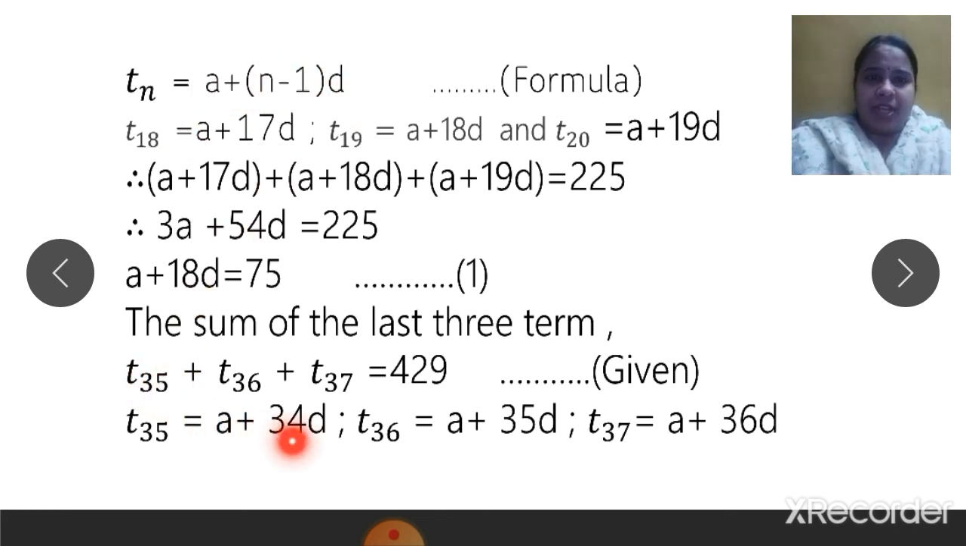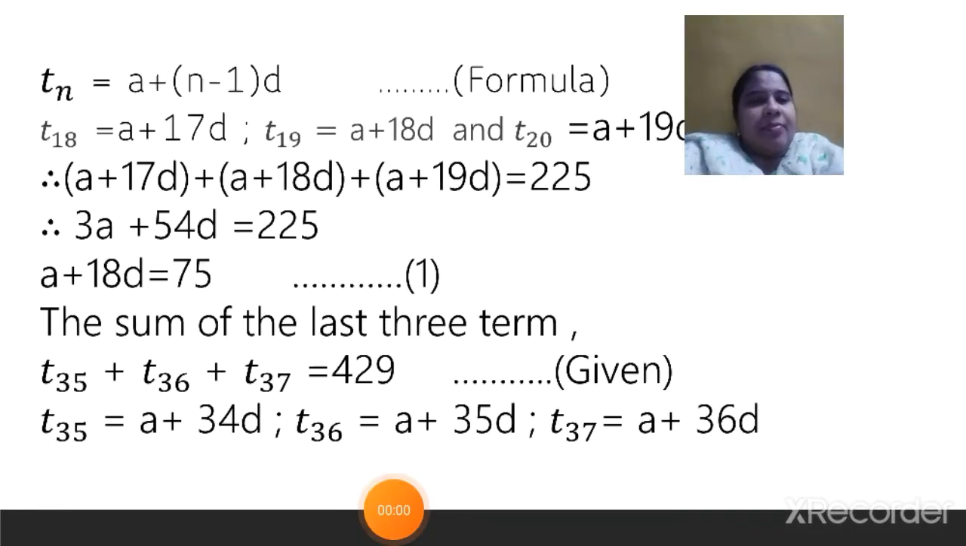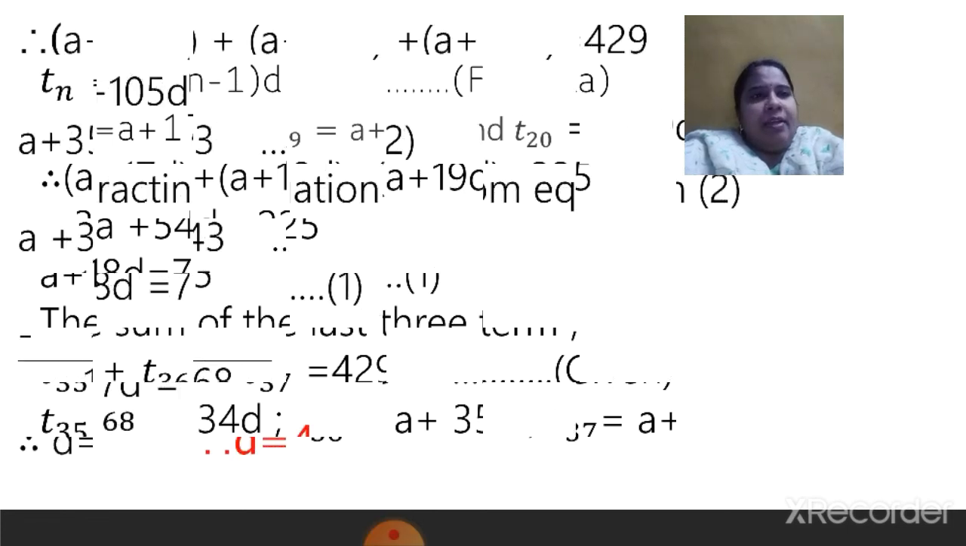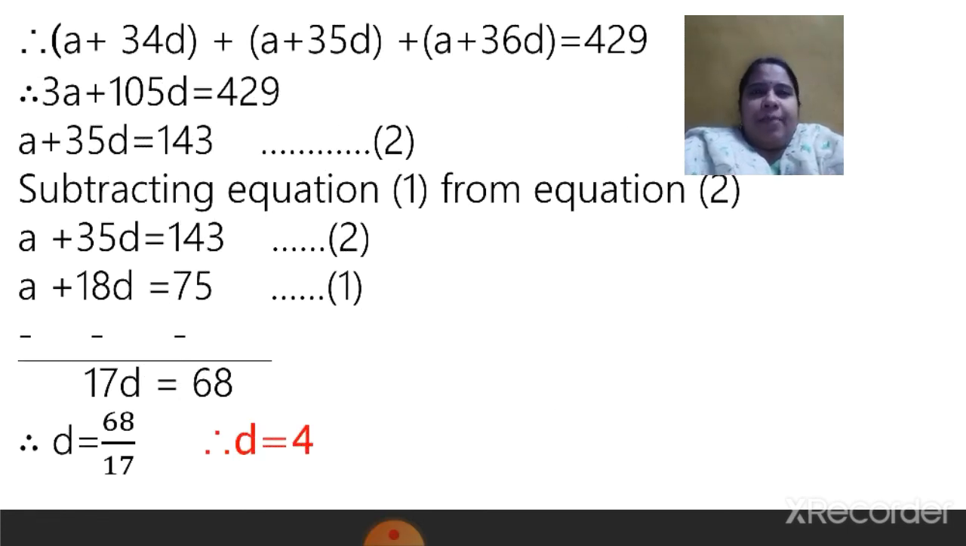T35 is nothing but a plus 34d. T36 is nothing but a plus 35d. One number you have to subtract, n minus 1 it is. Correct? T37 is nothing but a plus 36d. When I add all this, I have to equate it to 429. So it can be equated like this: a plus 34d plus a plus 35d plus a plus 36d is equal to 429.